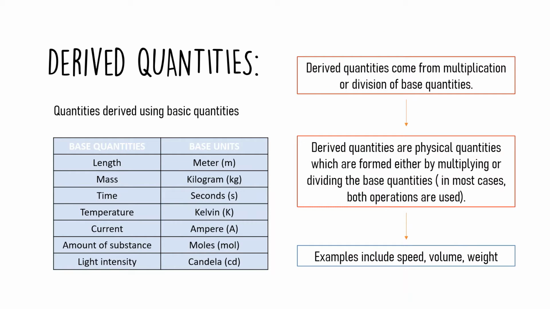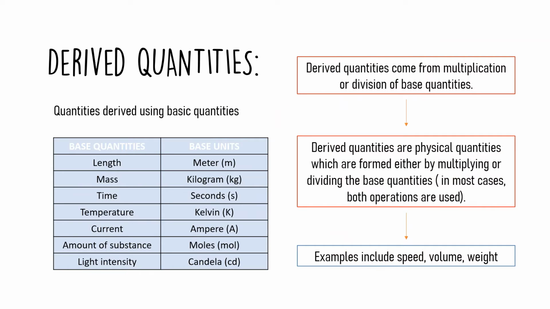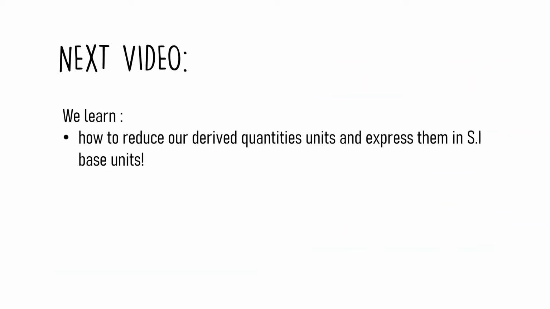So, in other words, derived quantities come from the multiplication or division of base quantities. For example, volume comes from the multiplication of length 3 times with itself. And you can also say that derived quantities are physical quantities which are formed by either multiplying or dividing the base quantities, and in most cases, both operations are used. Examples are speed, volume, and weight. Now, this is it as of yet. In the next video, we will learn how to reduce our derived quantities' units and express them in SI base units, which is a very important part when it comes to AS MCQs as well as paper 2.